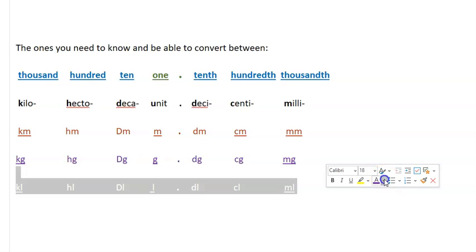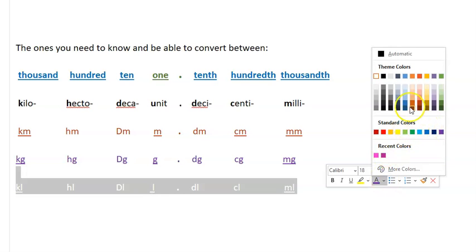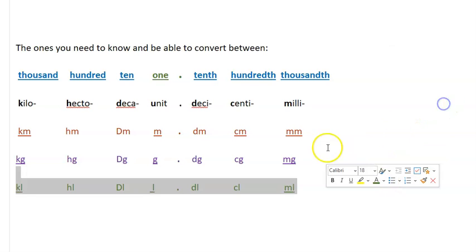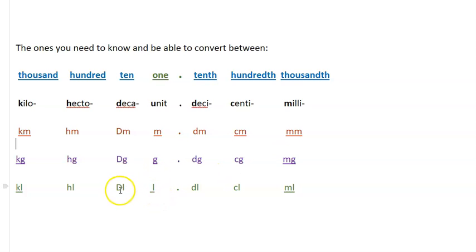Also, last but not least, you've got the litre. Okay, so you've got the litre, the decaliter, hectoliter, kiloliter, deciliter, centiliter, milliliter. Again, these are the most common ones. You do sometimes have other breakdowns depending on what you're purchasing or what you're looking at. You do need to be able to convert between them.